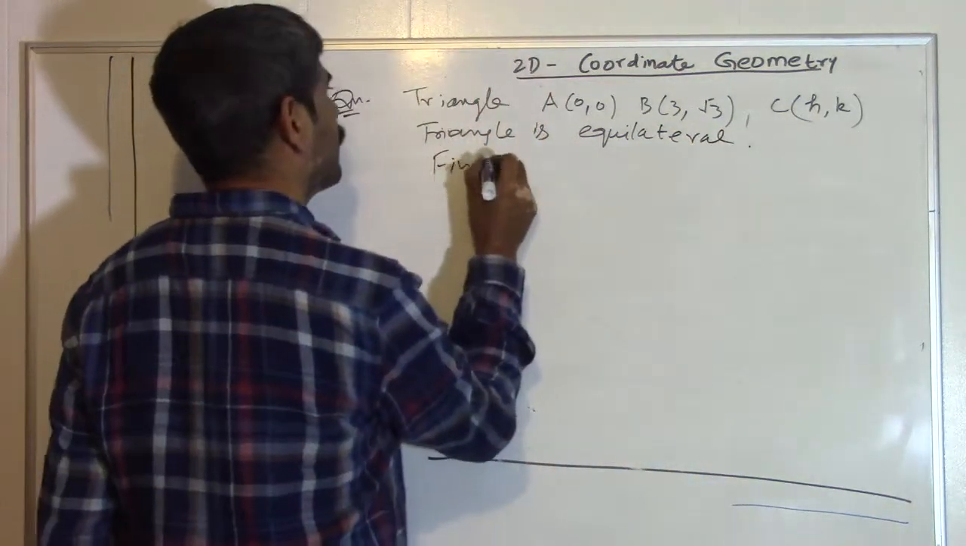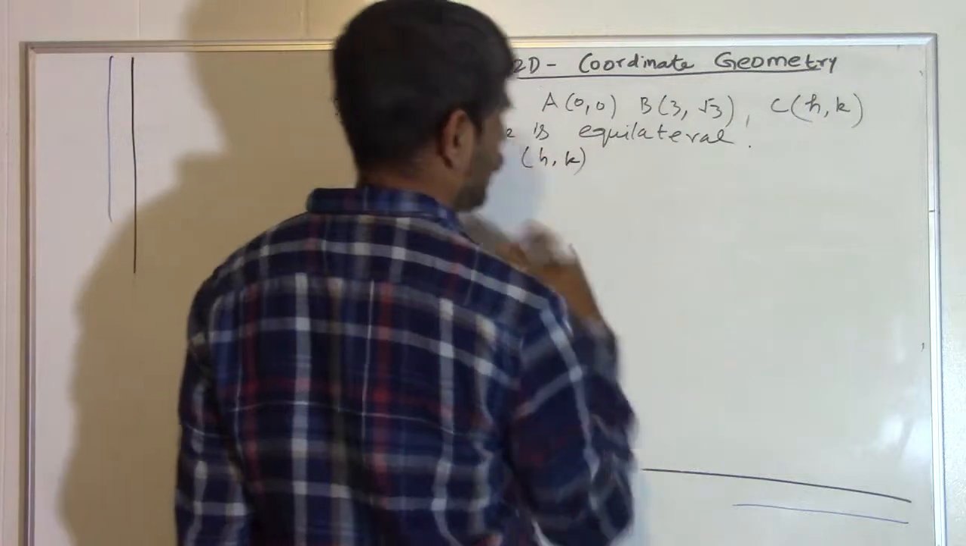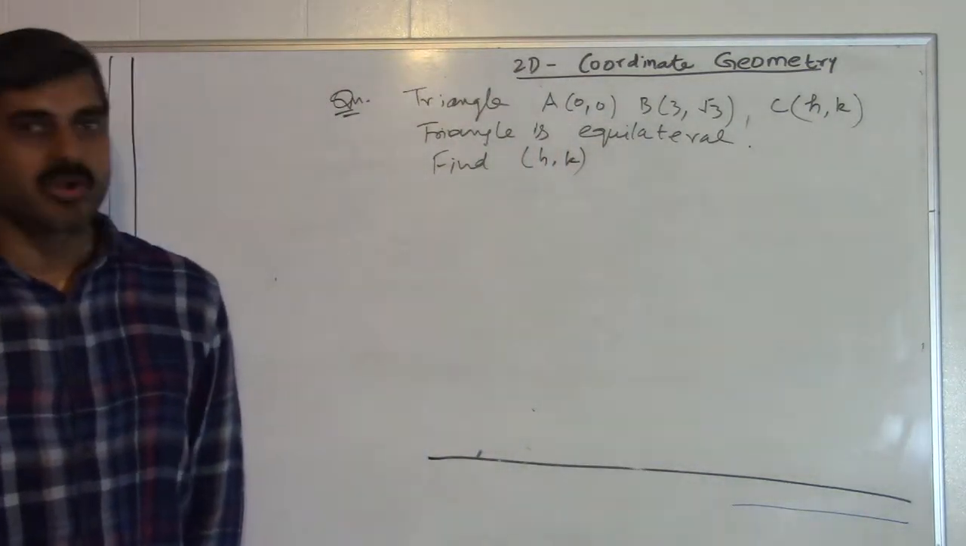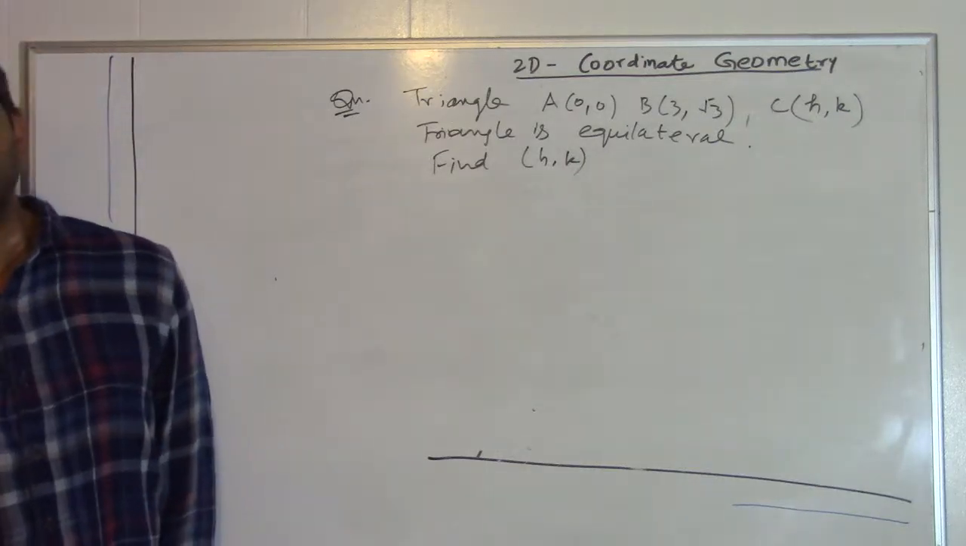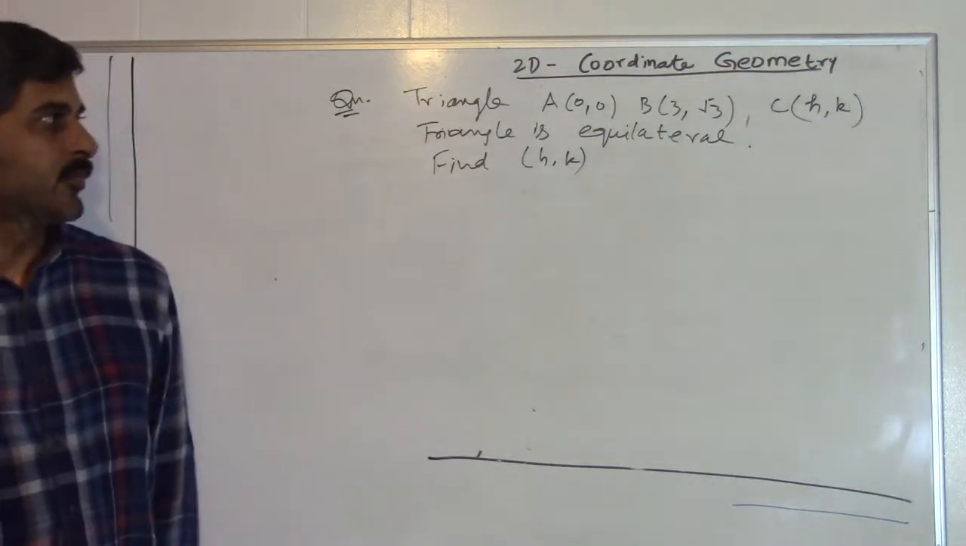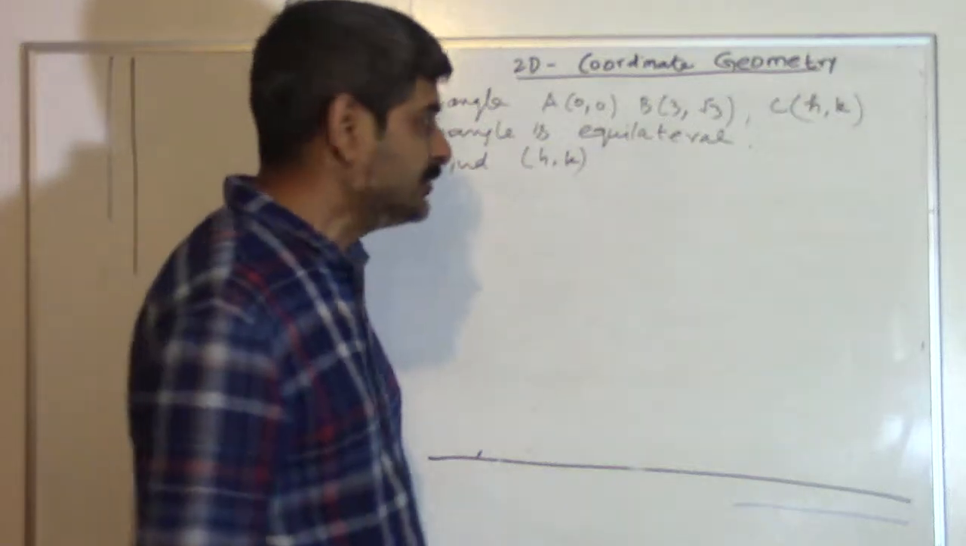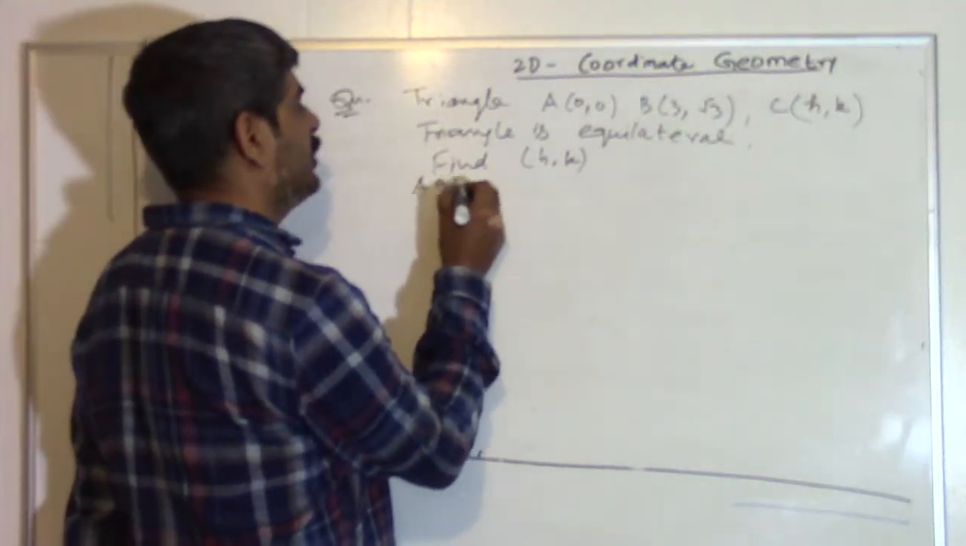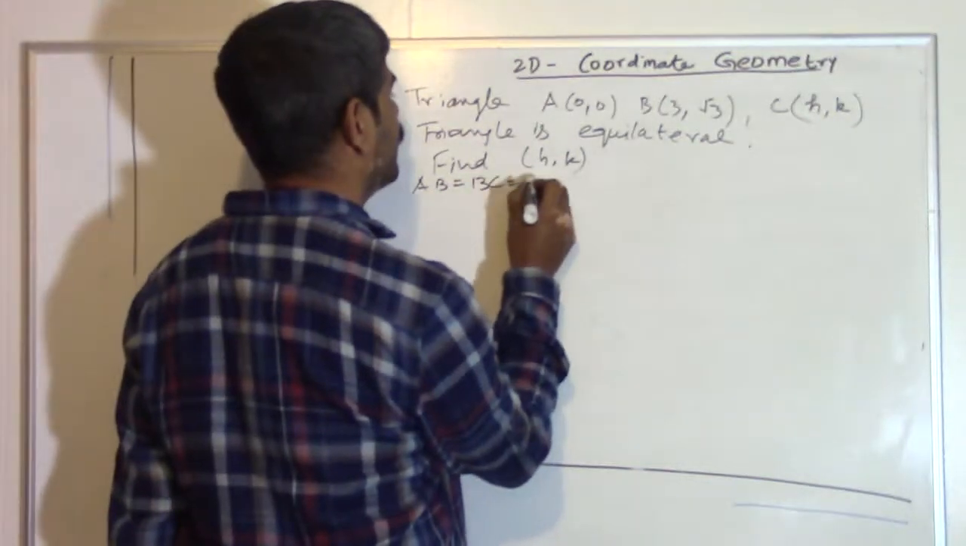Find hk. We are given an equilateral triangle and two of its coordinates are given. You need to find out the third point. It will be very easy. When is the triangle equilateral? AB is equal to BC is equal to CA.